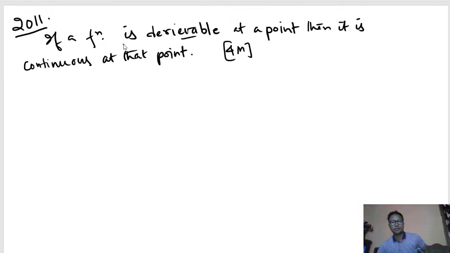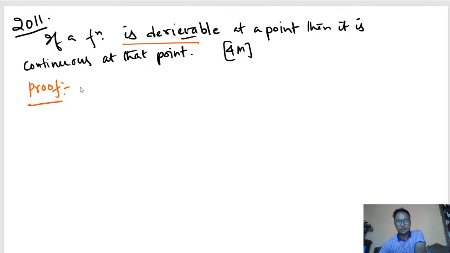Okay, the function is derivable at the point, right? So prove this. What is the proof and how do we prove it? Let's see how to prove that a derivable function is continuous.